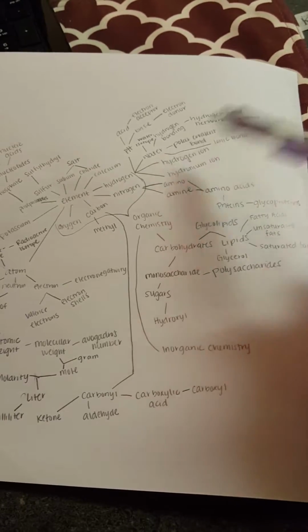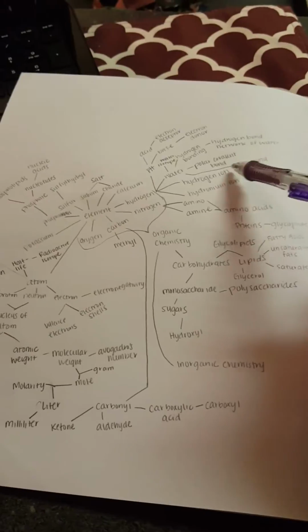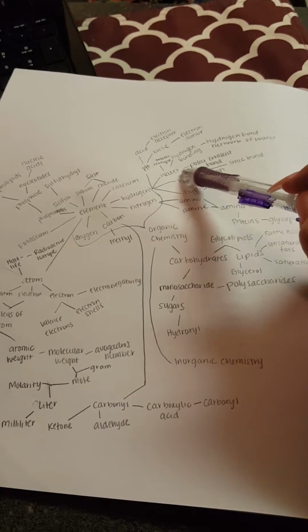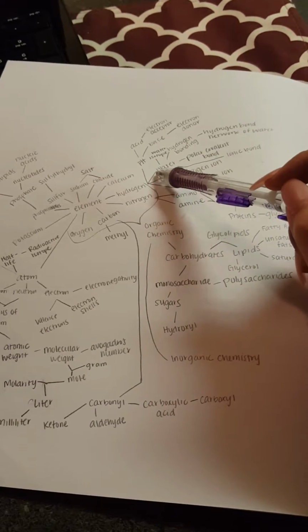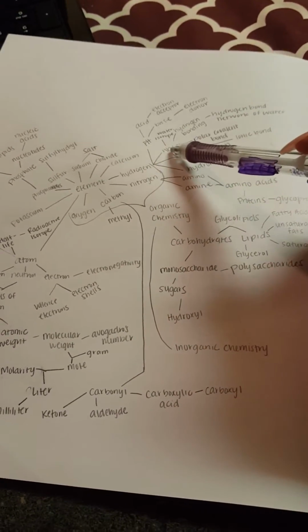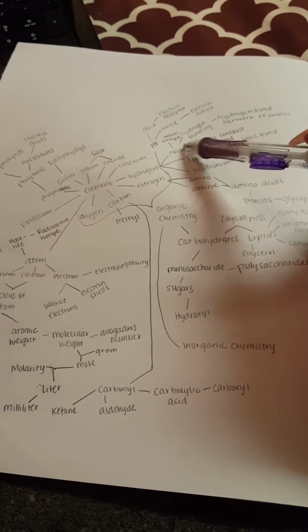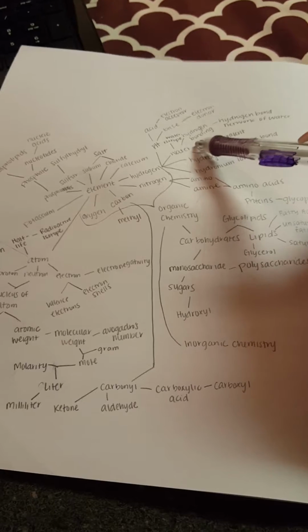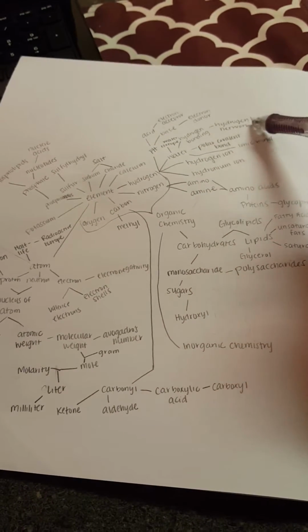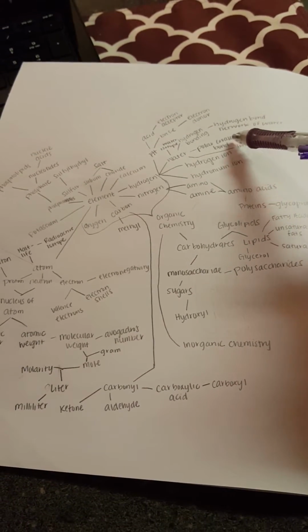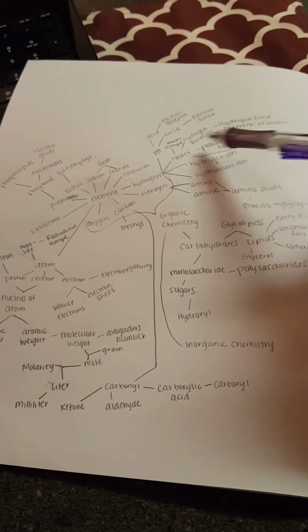And from water, it's not an ionic bond. It's a polar covalent bond. And we can get a water isotope, and it has hydrogen bonding when it's more than just one water molecule, and we get the hydrogen bond network of water.